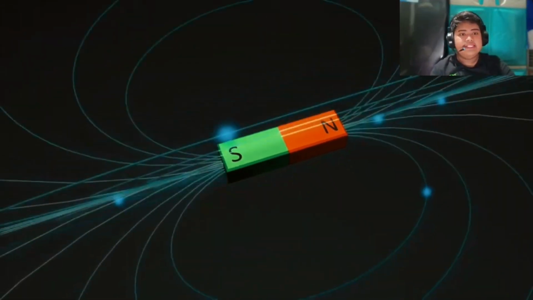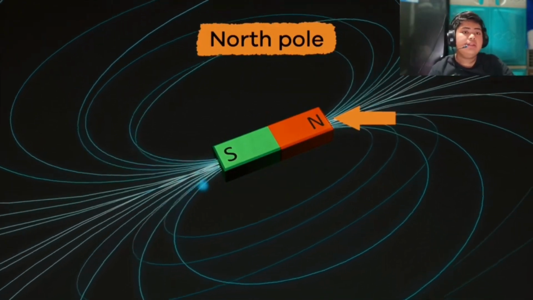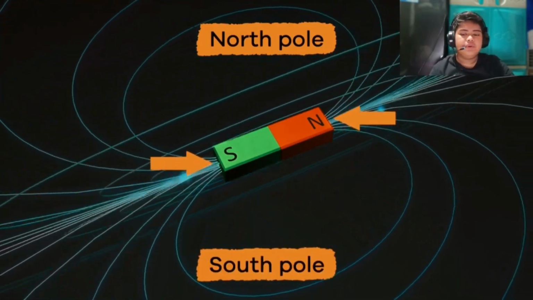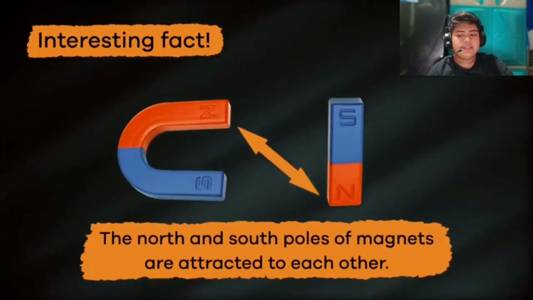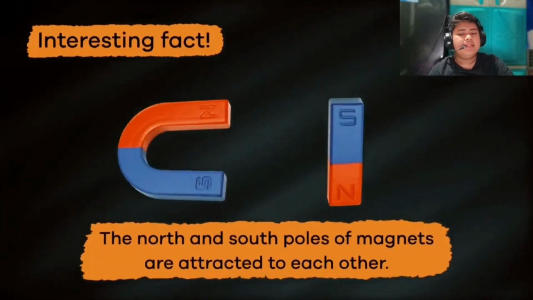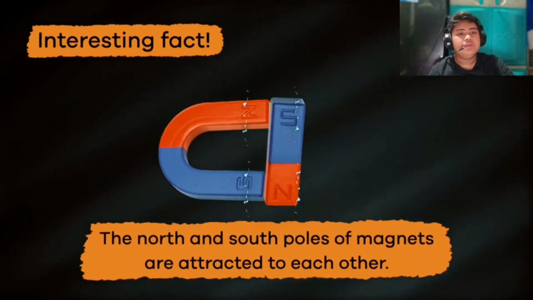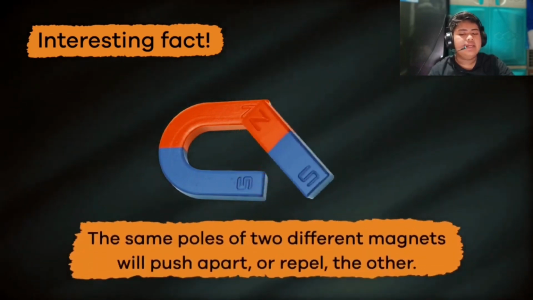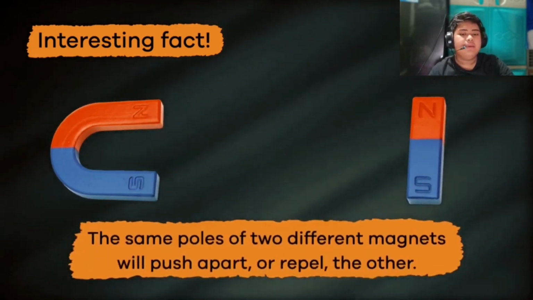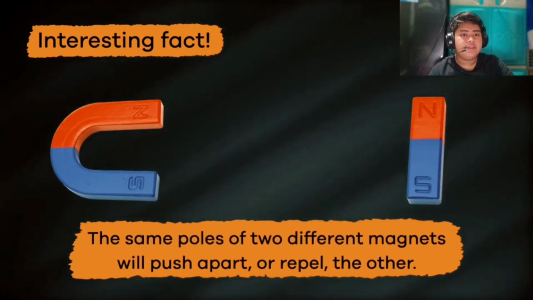There are two ends in each magnet. One is called the North Pole and the other is called the South Pole. Want to know one interesting fact? The North and South Pole of magnets are attracted to each other and will always be pulled towards each other when they are near the other. But the same poles of two different magnets will push apart or repel the other.